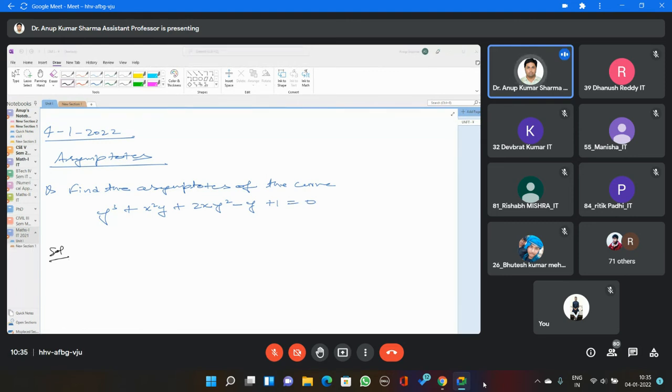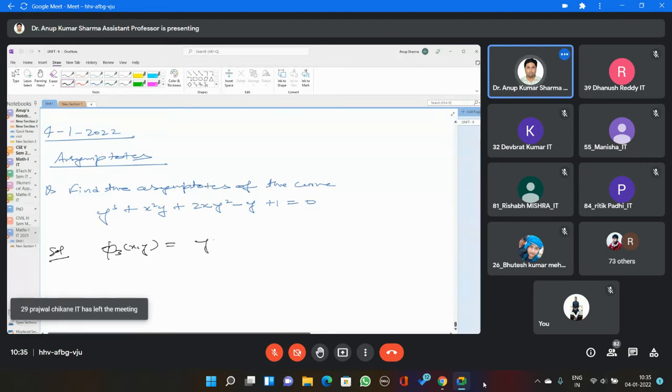So in this expression, how many terms are there? One, two, three, four, five. Total five terms are here. First, these are the terms of degree 3, so that is denoted by phi 3 of xy, which is equal to y cube plus x square y plus 2xy square.